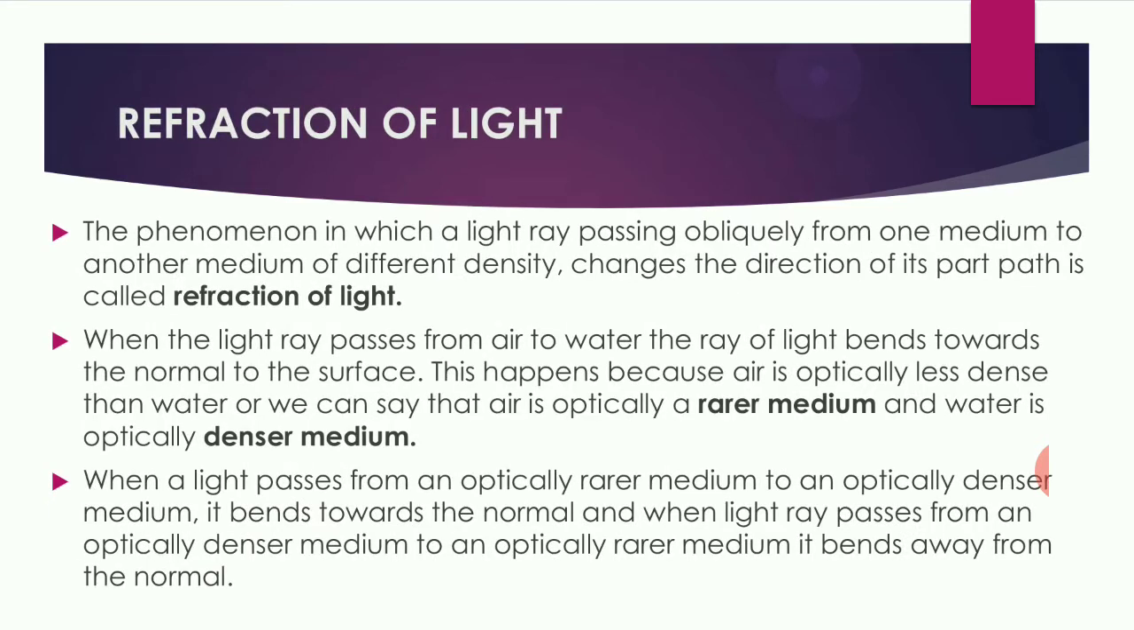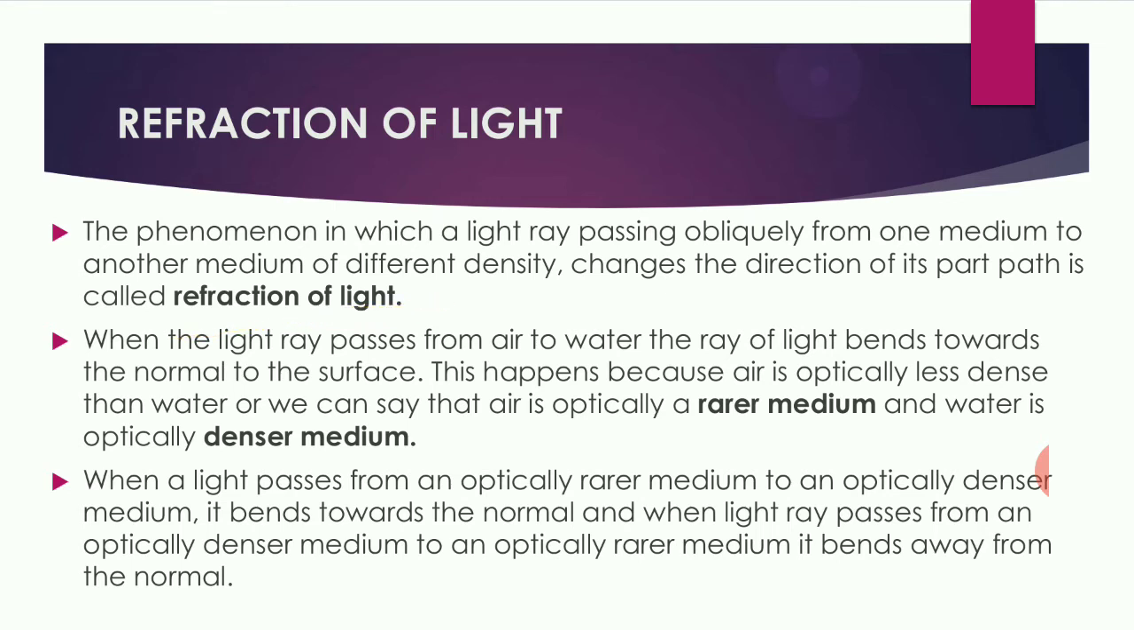Next, refraction of light. What is refraction of light? Refraction is a phenomenon in which a light ray passing from one medium to another medium of different densities changes the direction of its path. Suppose a light ray is passing from one medium to another medium of different densities. This light ray changes the direction of its path. That is called refraction of light.